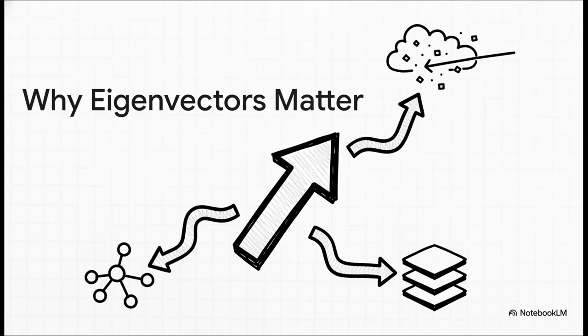So why does this matter for your interview? Well, because these unshakable directions pop up absolutely everywhere in machine learning. For principal component analysis, they are literally the directions of the most variance in your data. In graph algorithms like PageRank, they tell you which nodes are the most important. And in deep learning, they can even help us understand if our model is stable while it's training.